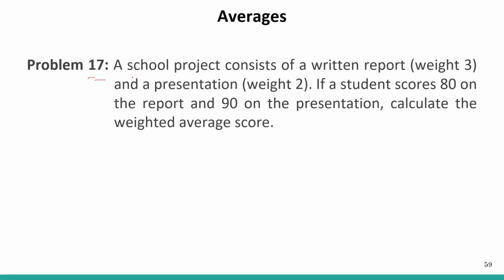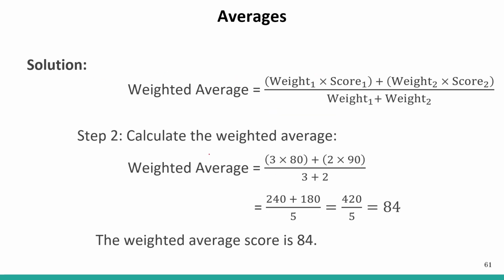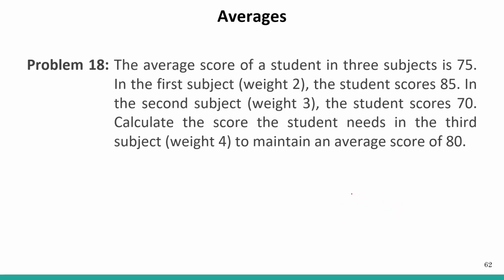So let's see problem number 17. A school project consists of a written project with weight 3 and a presentation with weight 2. If a student scores 80 on the report and 90 on the presentation, calculate the weighted average score. So use the weighted average formula. What we are left with is 3 into 80 plus 2 into 90, whole by 5. So 240 plus 180 whole by 5 is equal to 420 by 5, is equal to 80. So the weighted average score is 80.